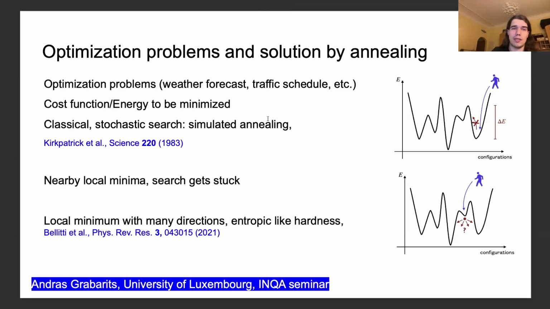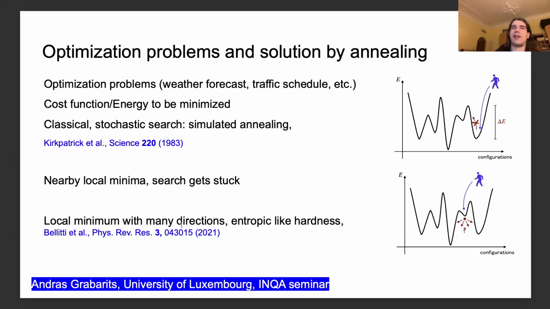As a quick summary on optimization and solution by annealing stochastic search, optimization problems are ubiquitous in everyday life. Most conveniently, they can be cast into the minimization of a cost function or an energy. A very powerful method is a stochastic search called simulated annealing. However, in NP-hard problems, what typically happens is that this energy cost function landscape becomes very rugged, exhibiting a lot of local minima which are nearby to each other in energy, but far away from each other in configurational space. This implies that the search gets stuck and implies, in particular, exponentially long waiting time.